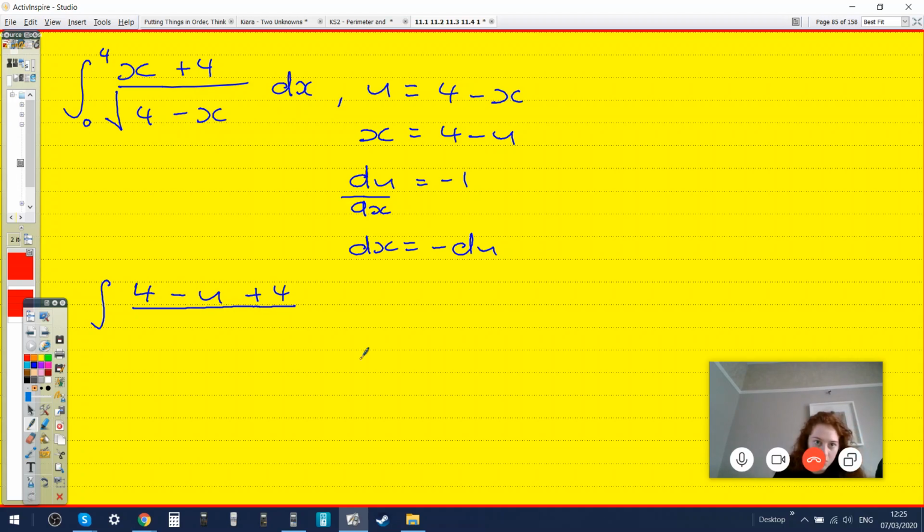And then it'd be the square root of 4 minus u. And what does that simplify to? So then that would be 8 minus u. That would be 4 minus 4, and minus u. Oh, so it would be just u on the bottom. Yeah, that's that one there. So the square root of u. Yeah.